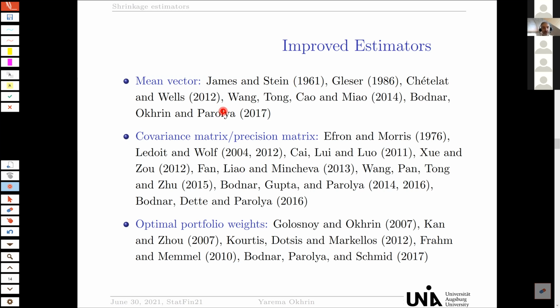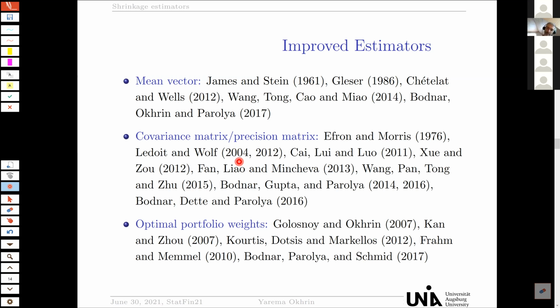This idea was extended many times and analyzed very carefully. The covariance matrix can also be estimated using the shrinkage technique, and probably the most popular contribution in that field is by Ledoit and Wolf. In their very prominent paper in 2004, they suggested a shrinkage estimator of the covariance matrix. There is a target covariance matrix, and they try to weight it.